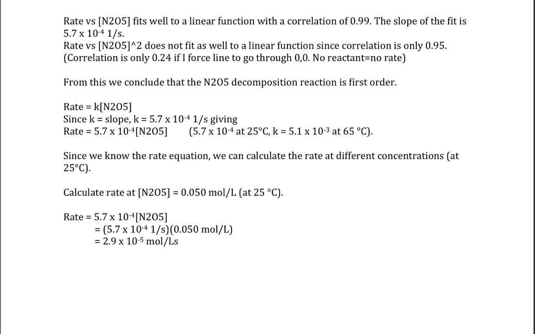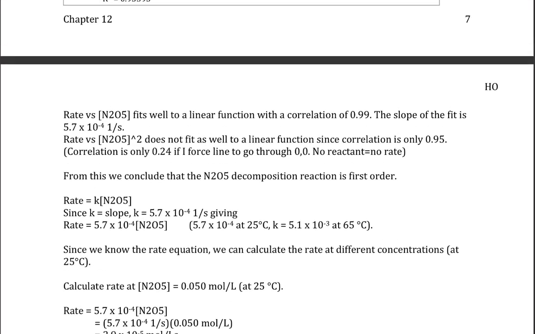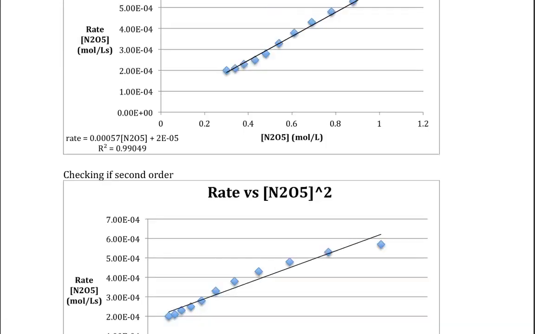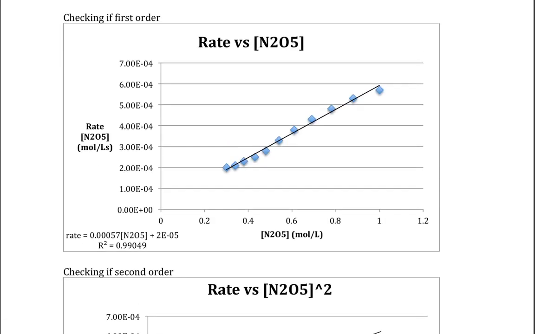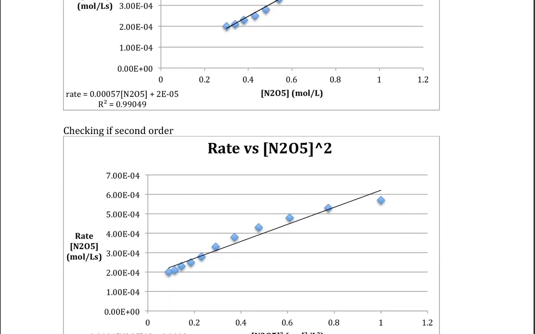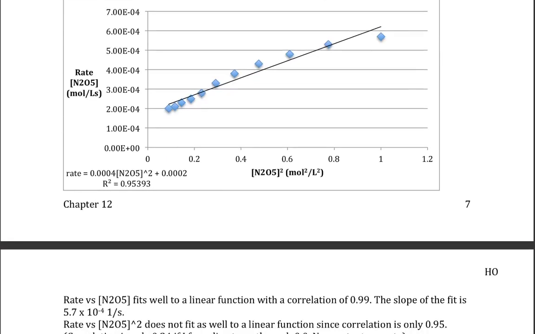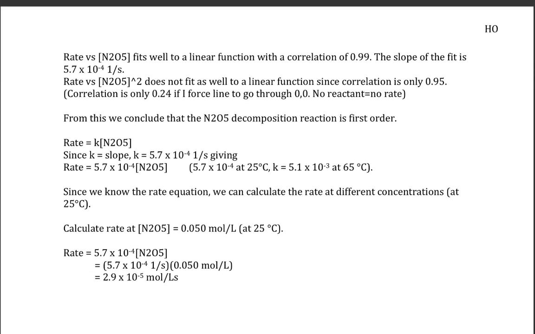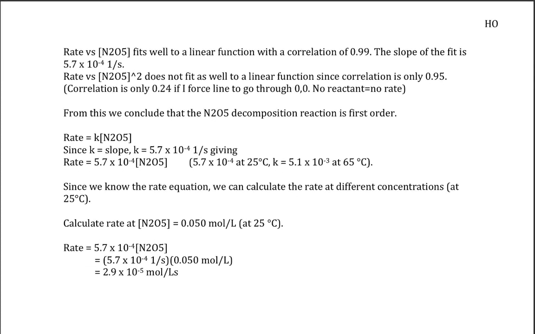The slope of the fit is 5.7 times 10 to the minus 4, and the units are 1 over second. So notice up here that the slope has the units of the y-axis units, moles per liter second, divided by the x-axis units, moles per liter. So the moles per liter cancels out, leaving us with just 1 over seconds. And I took the value, 0.00057, and just converted it into scientific notation. Alrighty, so we have the slope, 5.7 times 10 to the minus 4, 1 over seconds.